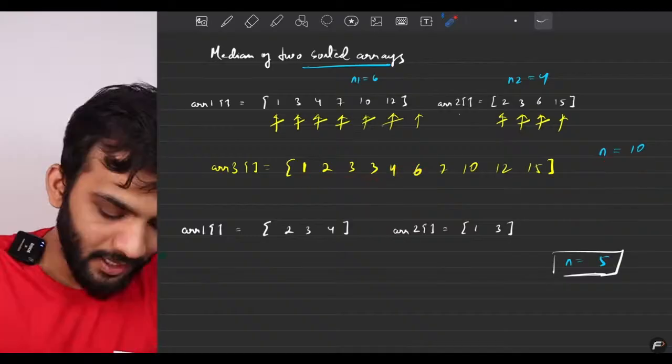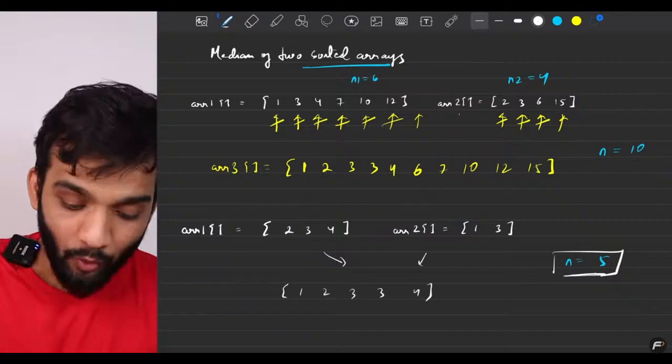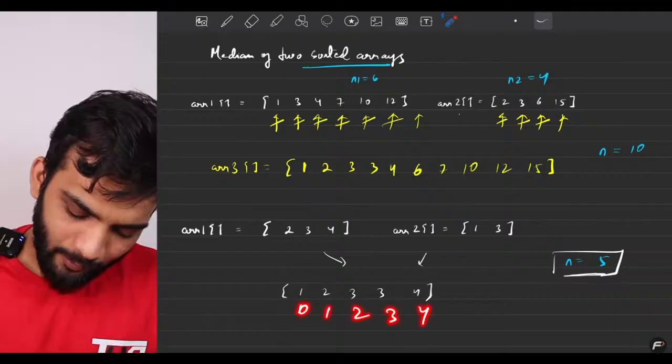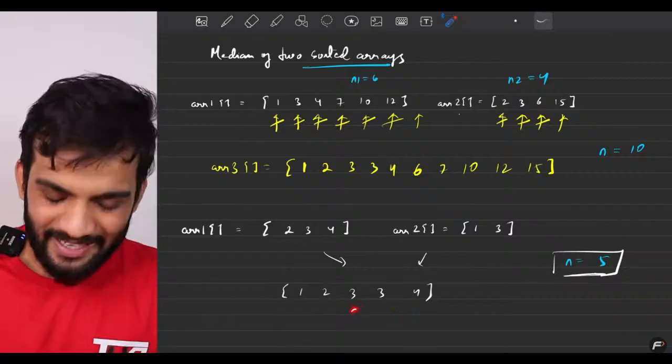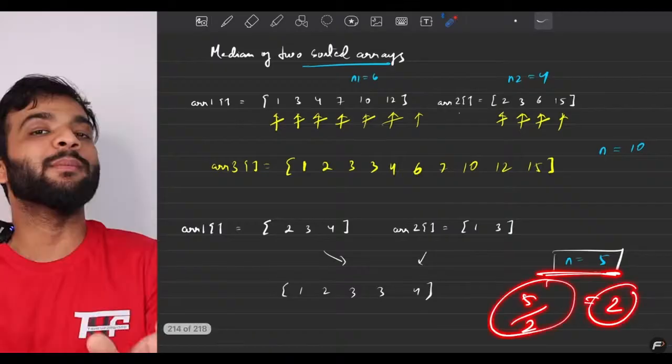In the other example, when you try to merge them, you'll get something like 1, 2, 3, 3, 4, and over here, the total number of elements is odd. And which index do you require? You straight away require this one, which is the 2nd index. Can I straight away write 5 by 2 and that will be the 2nd index and that will be my only median? I can, right? So this is how the brute force will be.